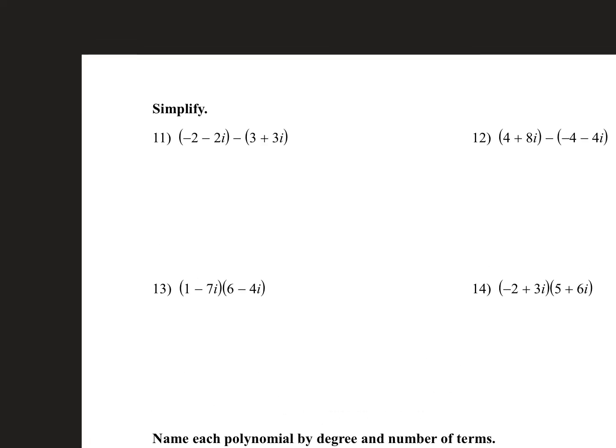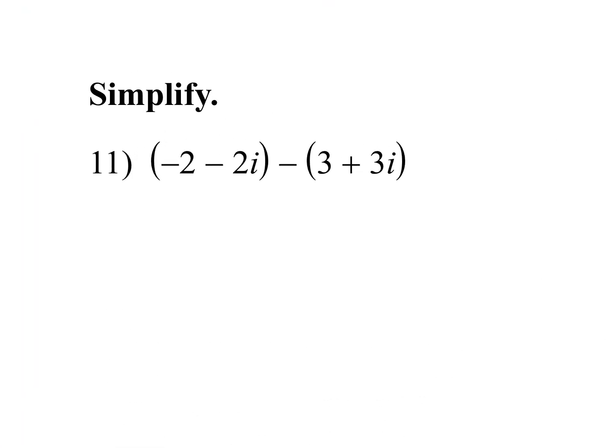All right, next we have complex numbers. So those are the imaginary numbers i. So when subtracting, we just have to make sure we're combining like terms. But what do I have to do first? Awesome, I got to distribute that negative. So I have negative 2 minus 2i minus 3 minus 3i. Now what are my real numbers here?